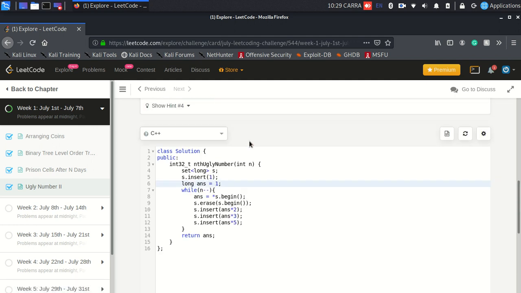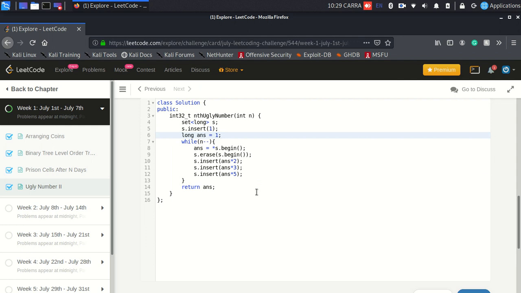This was a pretty easy question, although you need to keep your mind thinking about the data structure that is being used.